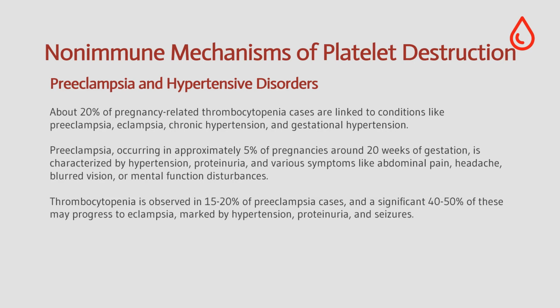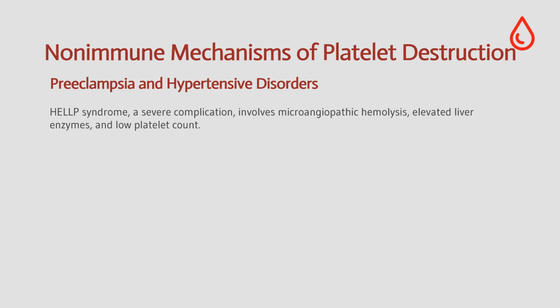Thrombocytopenia is observed in 15 to 20% of preeclampsia cases, and a significant 40 to 50% of these may progress to eclampsia, marked by hypertension, proteinuria, and seizures. HELLP syndrome, a severe complication, involves microangiopathic hemolysis, elevated liver enzymes, and low platelet count. It complicates 4 to 12% of severe preeclampsia cases.